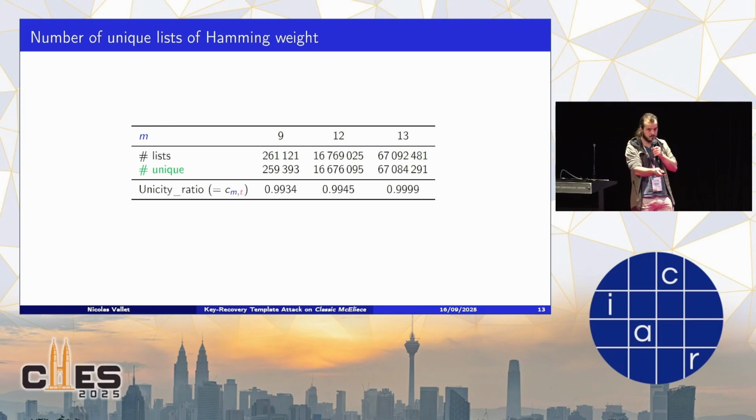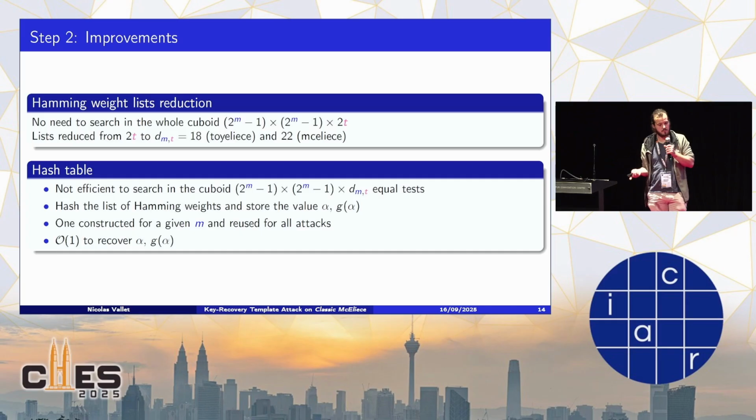But before that, we made two improvements in that step. First, we reduce the Hamming weight list. We realized that it was possible to reduce the Hamming weight list while preserving the unicity ratio. And then we used a hash table to speed up the recovery of the pair alpha, g of alpha.